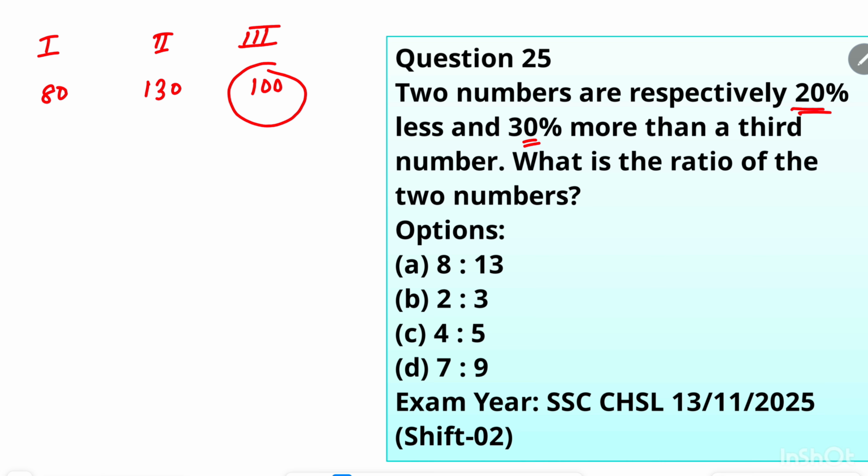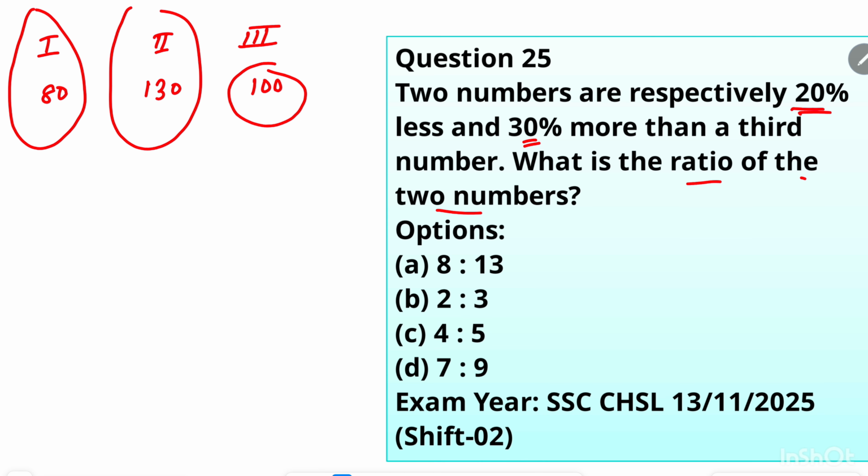You understood? Now what is the ratio of the two numbers? Now the numbers which you have got here, it is asking what is the ratio of these two numbers. 80 you have got and 130 you have got. You can divide each side by 10, or you can cancel 10 from each number. It will be 8 is to 13.